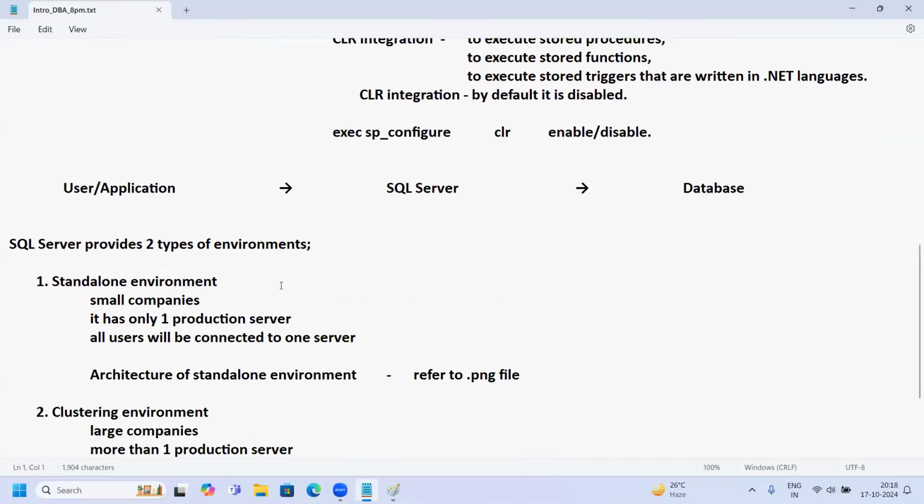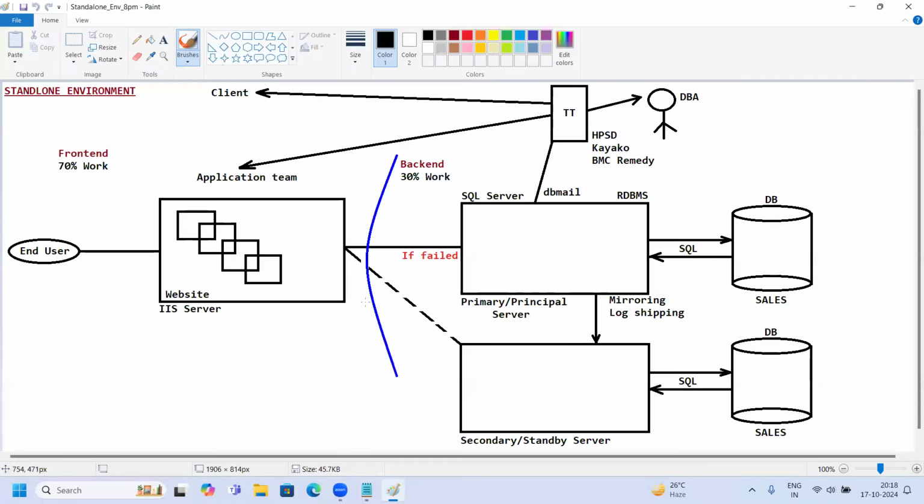And SQL Server provides two types of environments, I said: standalone and clustering. The standalone environment will be suitable for small companies. You'll have only one production server, and all users will be connected to one server. Yesterday we discussed the standalone environment, and how its work implementation is going to be, with this architecture.